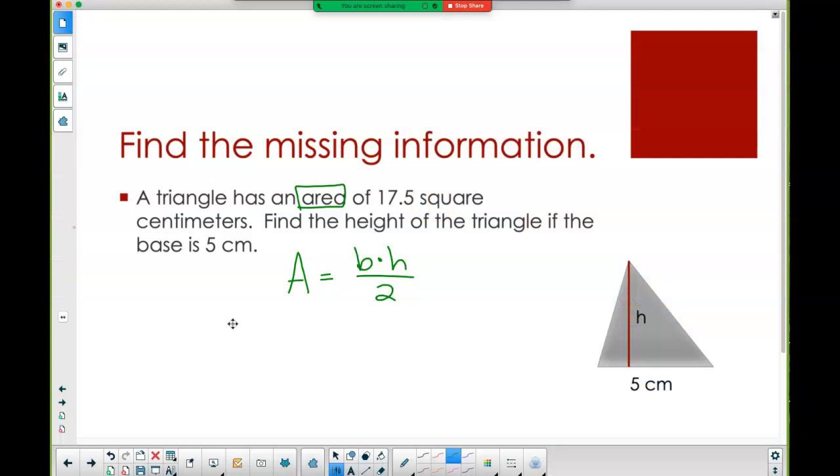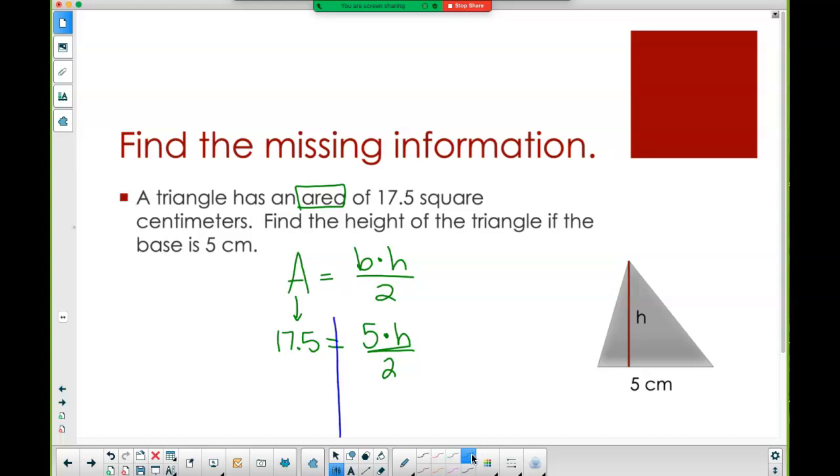Okay. Does it tell me the A? Yeah. So in place of the A, I'm going to put 17.5 equals. Do I know the base or the height? The base is 5. So 5 times h divided by 2. I didn't really do any math yet. All I did was recopy the problem and put the numbers in there.